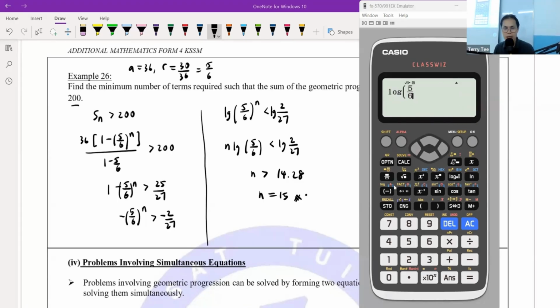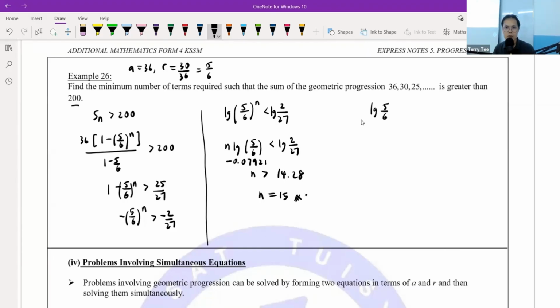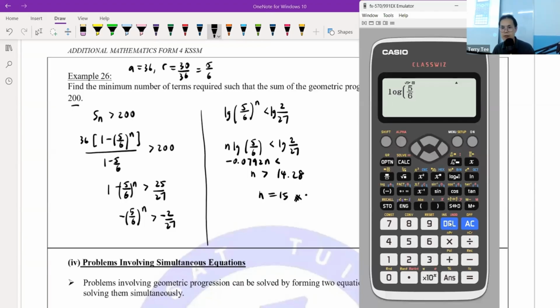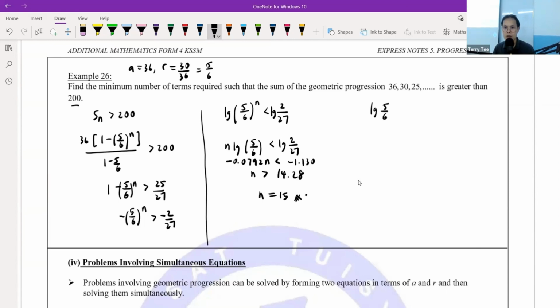Maybe I add in one more line for you in case you can't see. Log 5 over 6 is a negative number, negative 0.0792. So it's negative 0.0792 n less than log 2 over 27, which is negative 1.1303. When I type the value of the logarithm, you can see it's negative. And anytime you have an inequality involving a negative, when you divide, you've got to change the symbol. That's why we change the symbol here.